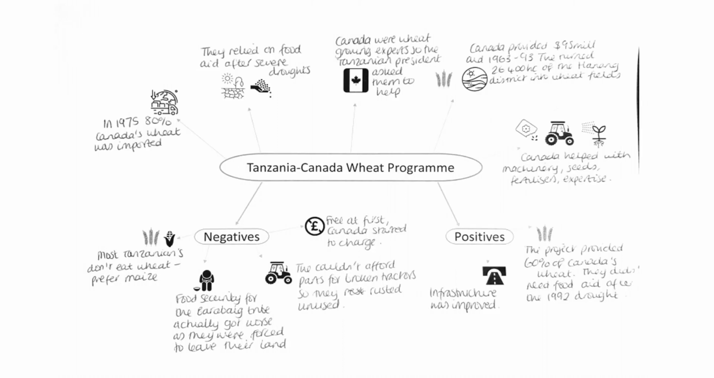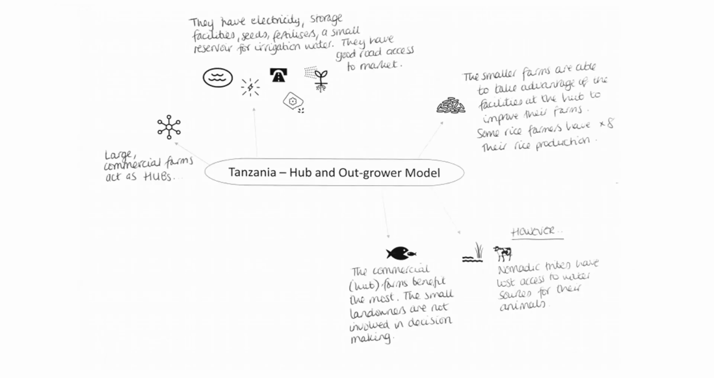And we also need to know our Tanzania-Canada wheat program. Remember, this is an example of a national scale scheme, a past scheme to achieve food security. And then you've got your hub and outgrower model in Tanzania, which is a present day scheme to achieve food security. Goat aid is our local scale scheme to achieve food security.